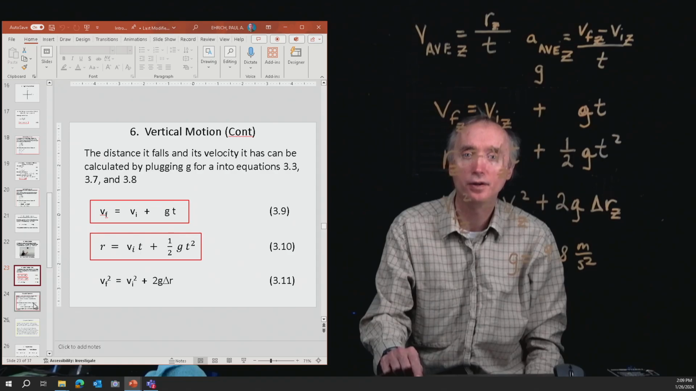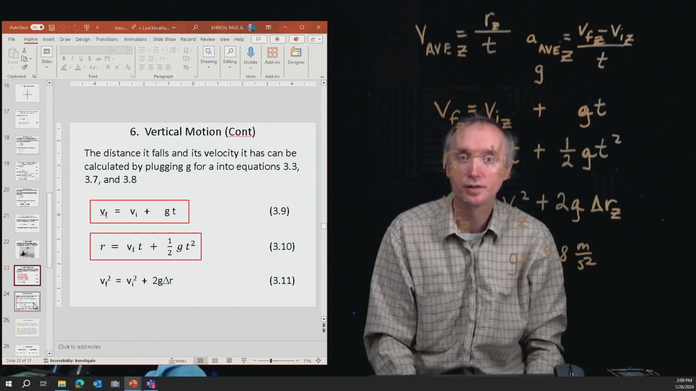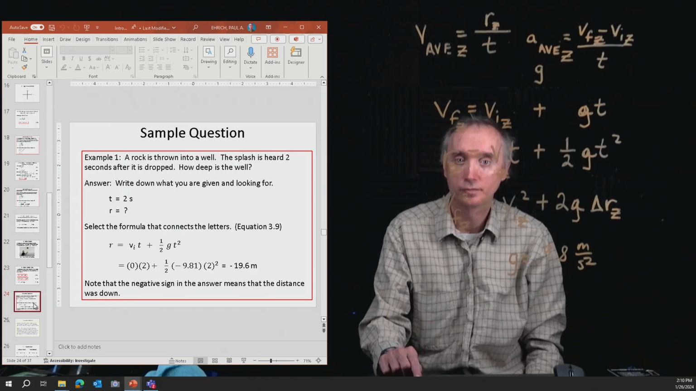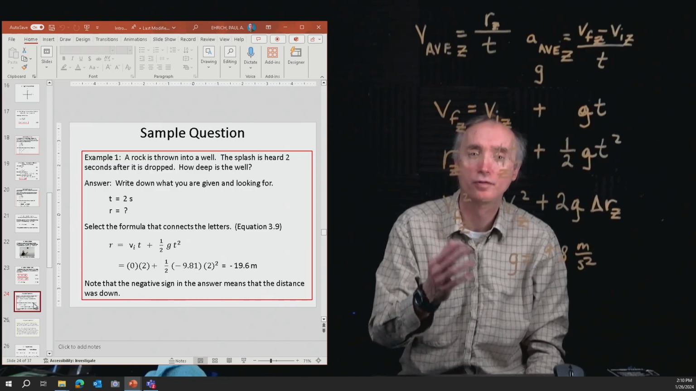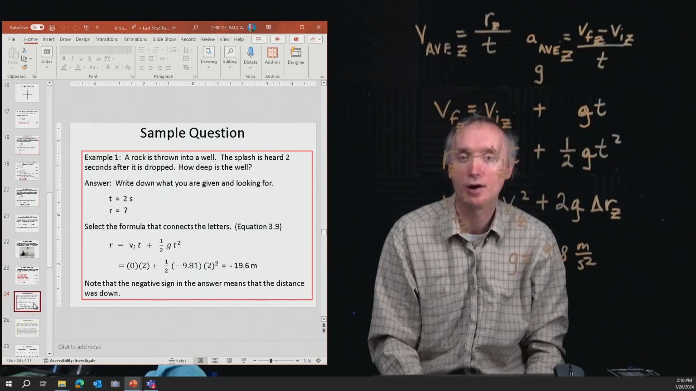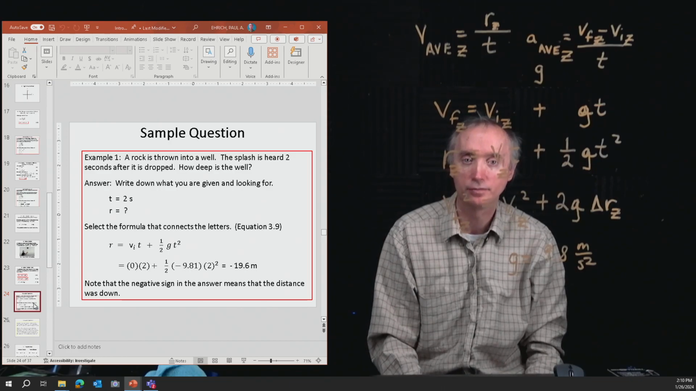So here are all of the equations then put together. And here's a sample question that goes over this to illustrate how you would use these formulas in order to calculate a problem.